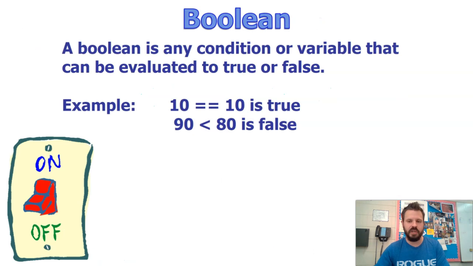Now, we've said Boolean a few times, so let's remind you what we mean by that. A Boolean is any condition or variable that can be evaluated to true or false. It could be an expression like 10 equals 10, which is true, or 90 is less than 80, which is false. Or a variable could just flat out be a Boolean variable where we assign a value of true or false. Either of those would be an example of a Boolean condition we could evaluate.